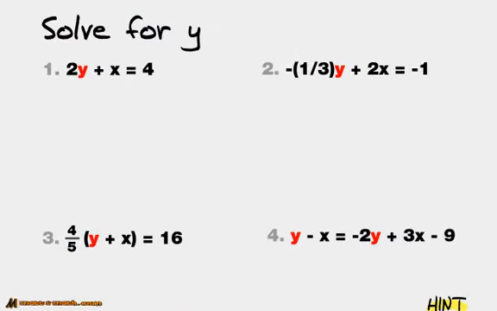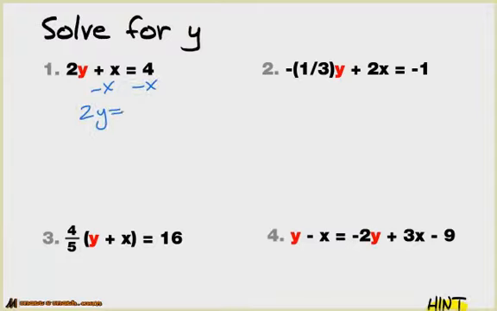So let's do these. Let's solve for y. Let's work on this first one together. Now, SADMAP and PEMDAS still come into play here. I want to move the x first before dividing by 2. So if I move the x first, I'm going to subtract x, subtract x. Now I get 2y equals 4 minus x.